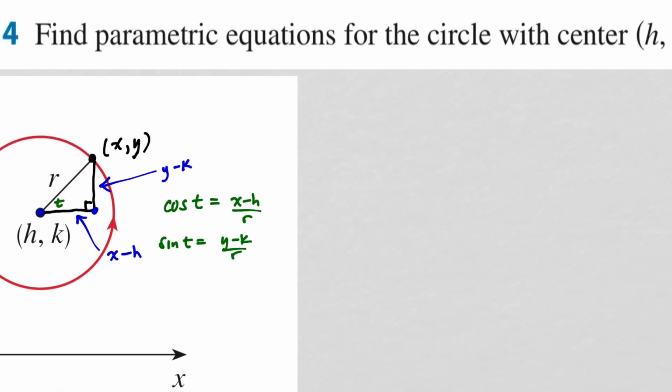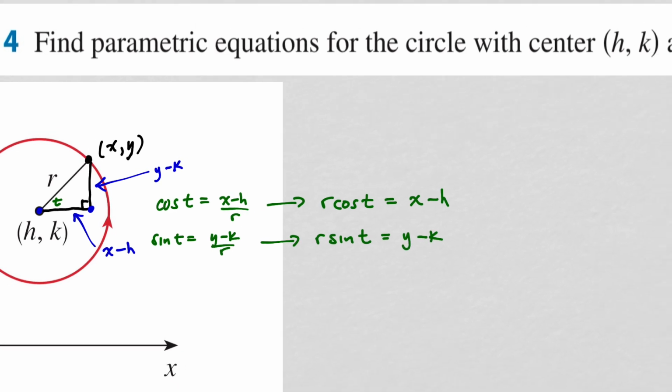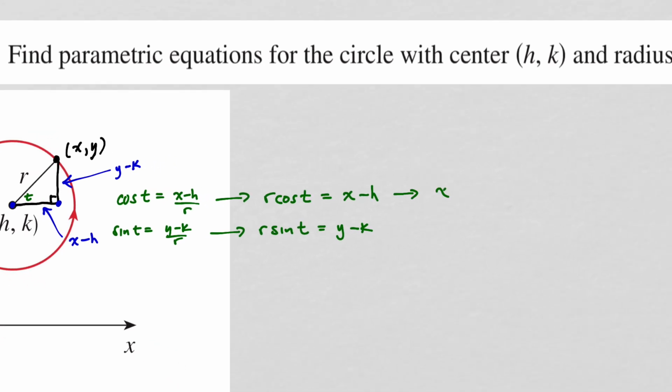And so now that gives us two equations involving x, y, h, k, r, and t. And now if we just solve by getting rid of the fraction here, we can say that r cosine of t is equal to x minus h, and r times sine of t is equal to y minus k. And then finally, to solve for x here, we get x is equal to h plus r cosine of t, and solving for y here, y is equal to k plus r sine of t.